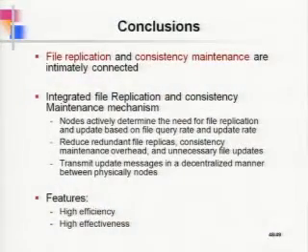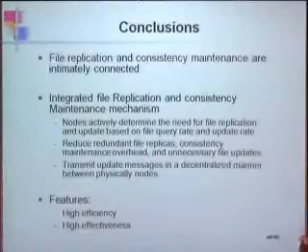All right, conclusions. File replication and consistency maintenance are intimately connected, and previous work addressed these two issues separately. So we propose integrated file replication and consistency maintenance. Basically, nodes actively determine whether they need to replicate a file or not, and they actively poll for the update. And we also propose GeWave to conduct consistency maintenance in a decentralized manner. Briefly, they have two main features: one is high effectiveness, the second is high efficiency. Efficiency means low cost. Effectiveness means they guarantee file consistency and that file query efficiency can be improved.